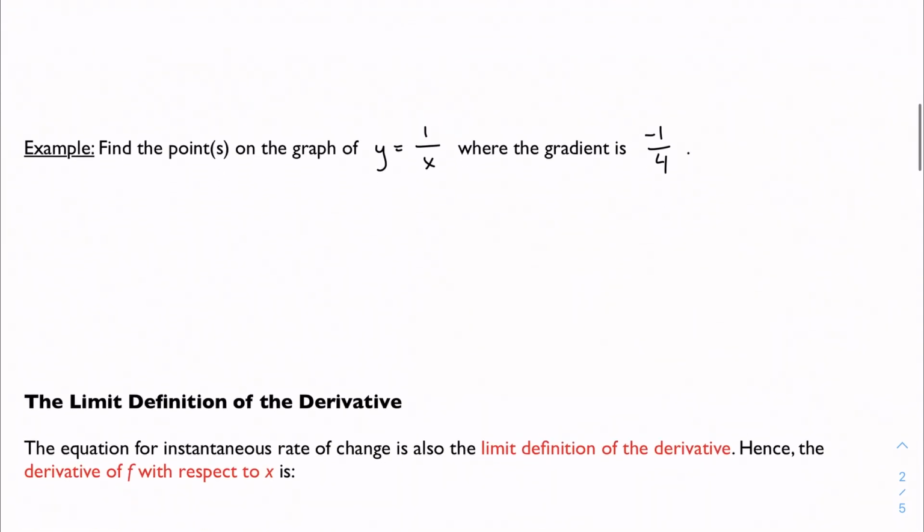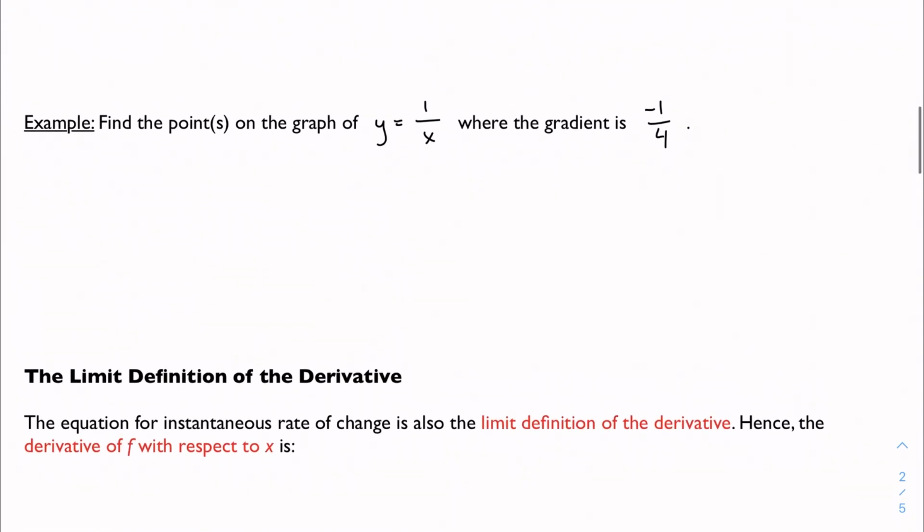Let's take a look at this one. Similar idea. Find the points on the graph of y equals 1 over x where the gradient is -1 over 4. And the first thing you might say is, what is a gradient? Gradient is IB for slope. So if you ever see gradient, I would just cross it out and replace it with the word slope. I'm looking for a point or multiple points, but at least one.